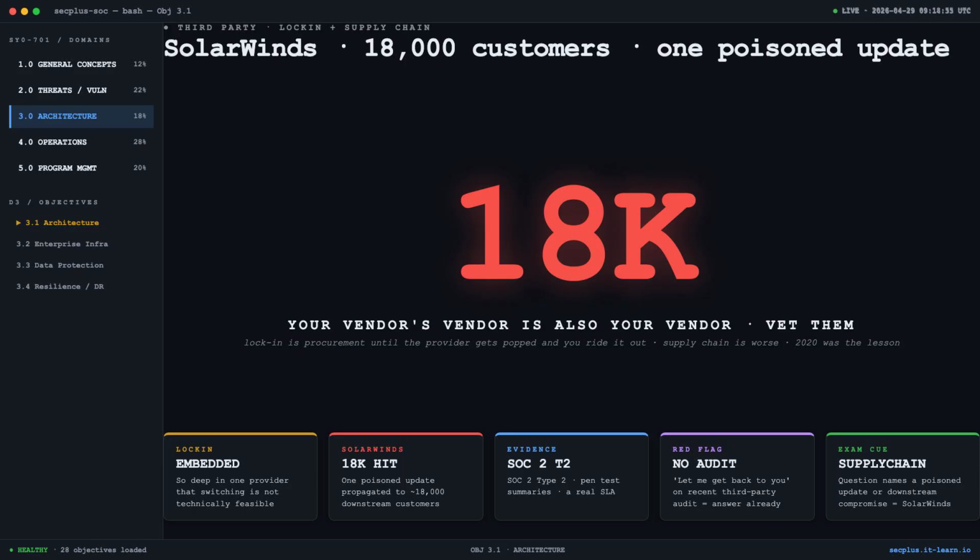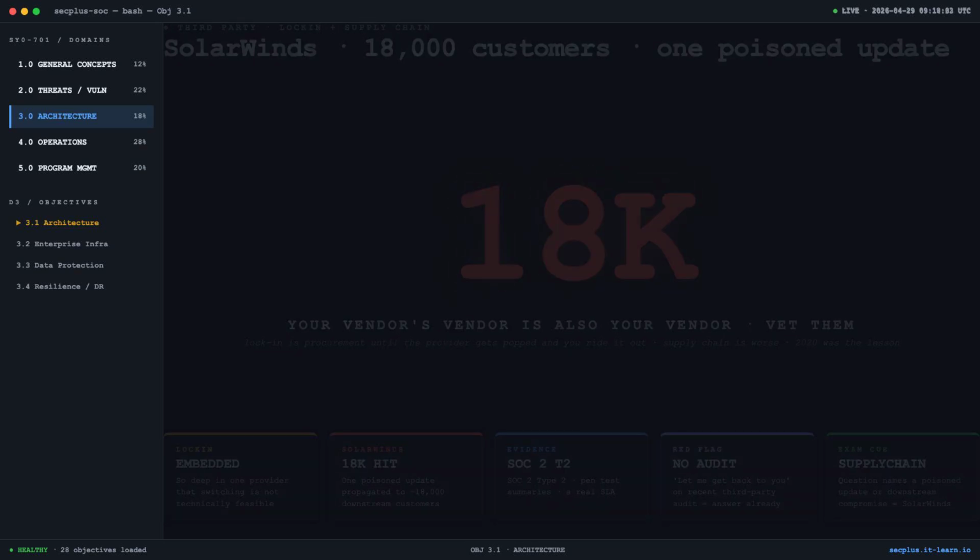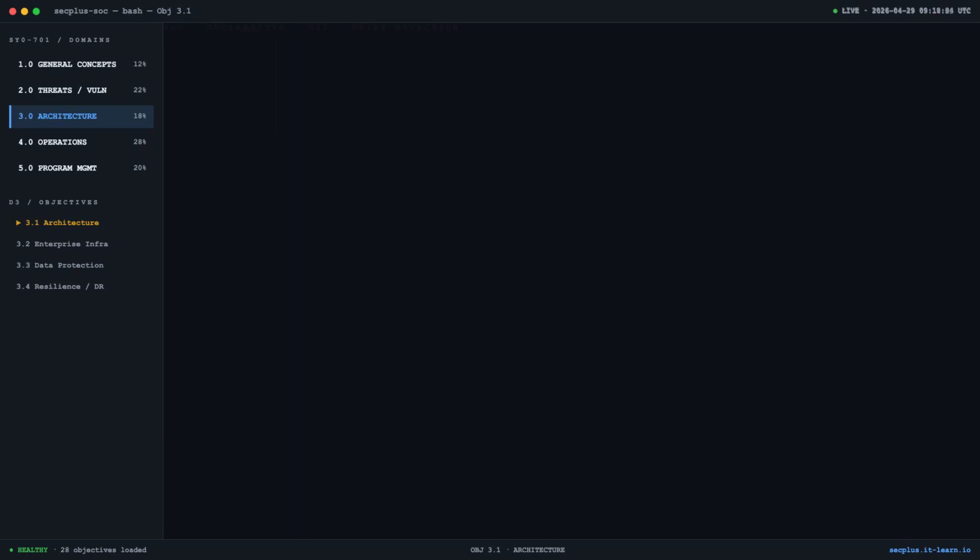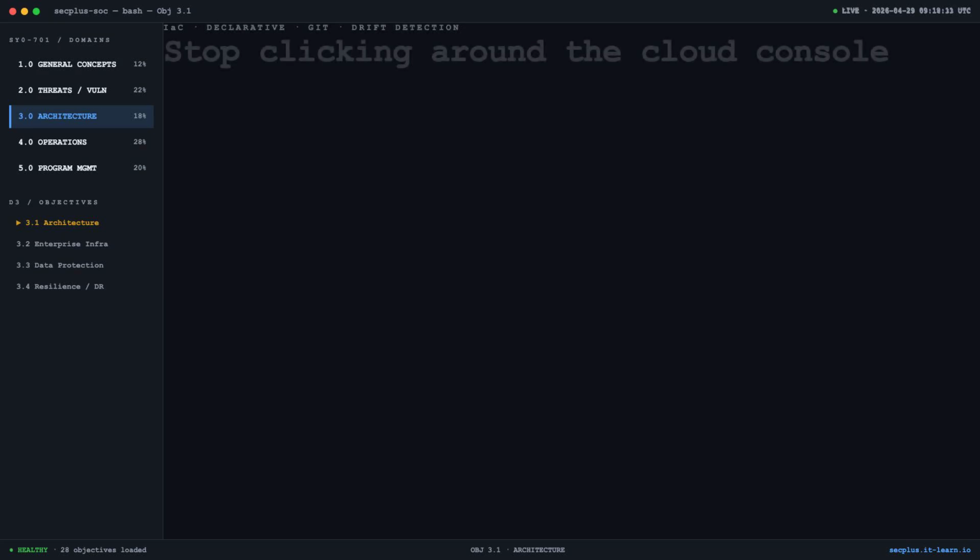Infrastructure as code, IAC. Stop clicking around in the cloud console. Define infrastructure in declarative files, check them into Git, deploy with a pipeline. Terraform, multi-cloud. CloudFormation, AWS only. Bicep, Azure only. Done well, you get reproducible environments, audit trails, and rollback.